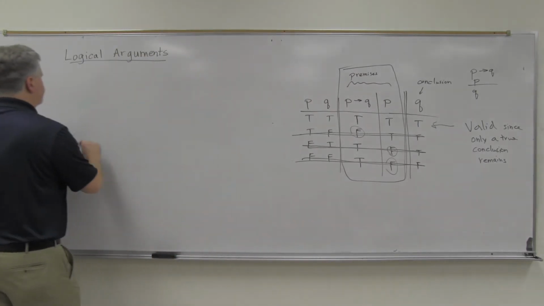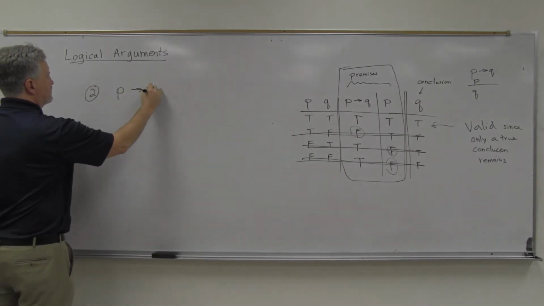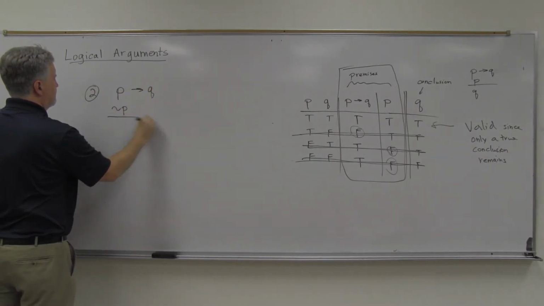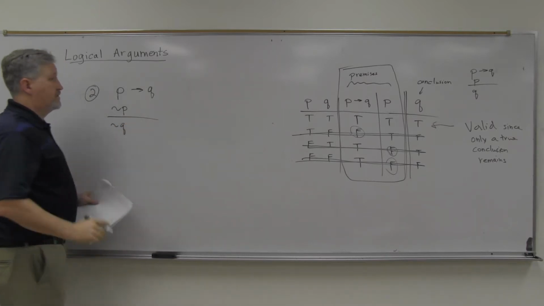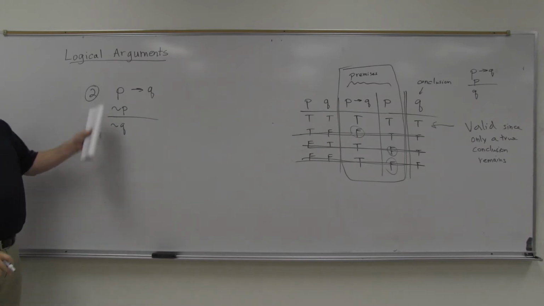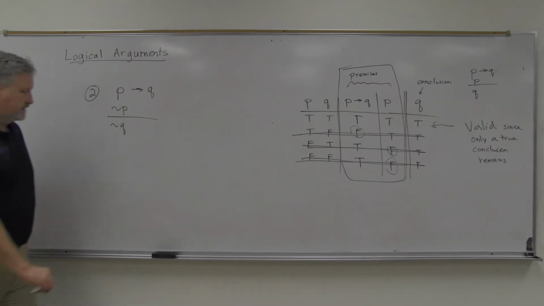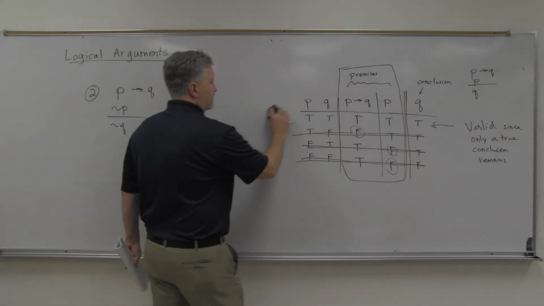So number 2. P arrow Q, not P, therefore not Q. So it's a similar one to one we just did, but we've changed up slightly: the second premise we changed, and the conclusion we changed. All right, so let's go into the truth table here.